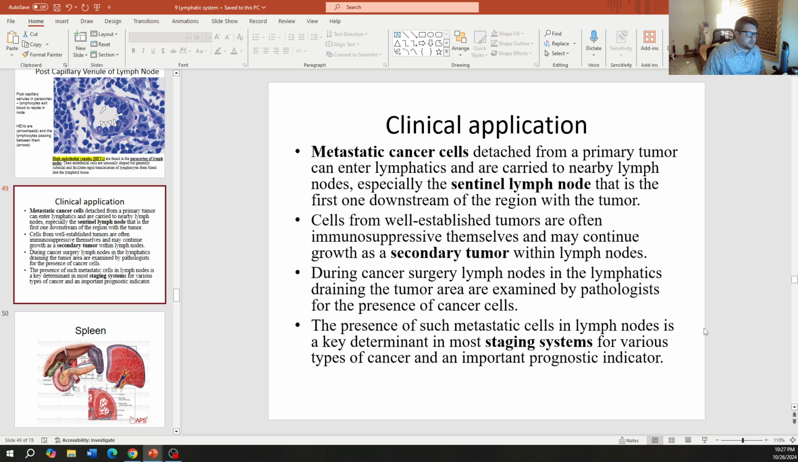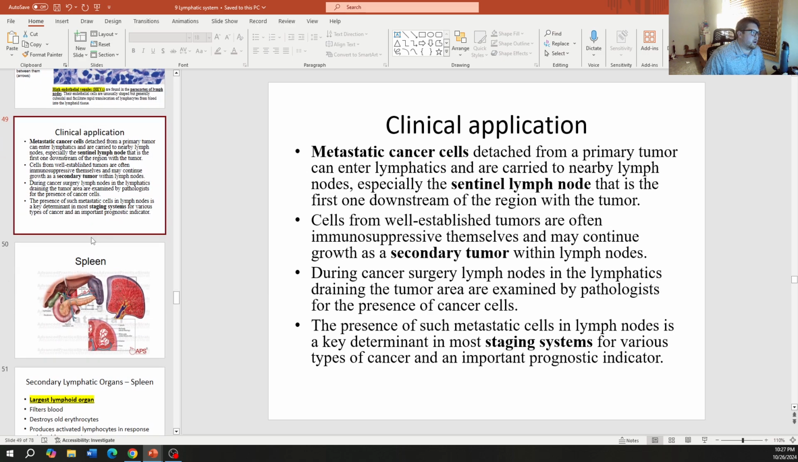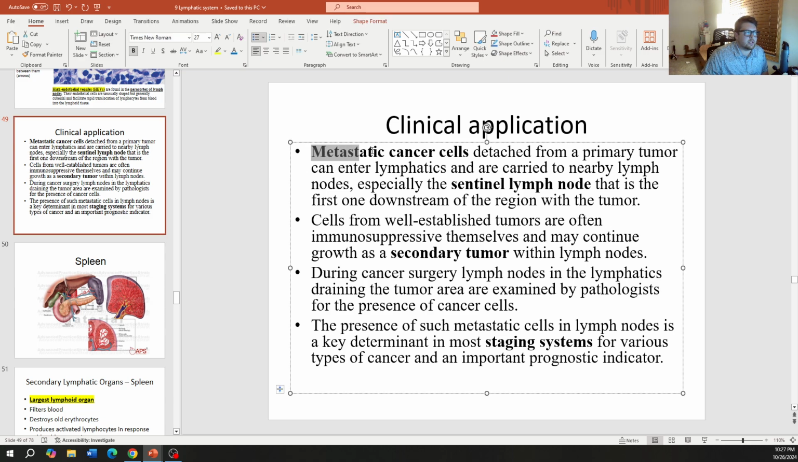Clinical application. This kind of goes with lymph nodes, and if you know anybody who has cancer, especially breast cancer is a big one, usually wherever they find that cancer, when they go in and surgically remove it, a lot of times they remove the lymph nodes in the surrounding area as well. That's because it's through the lymph nodes that you get a lot of metastasis, or spread of cancer cells.